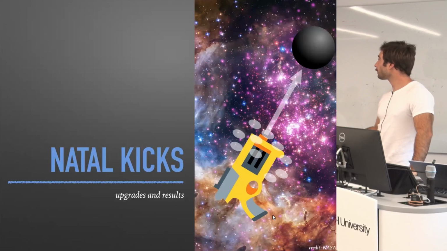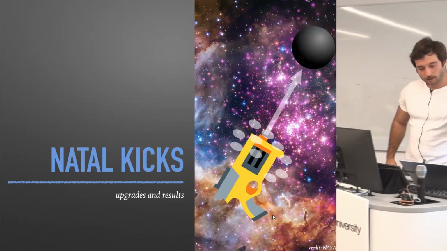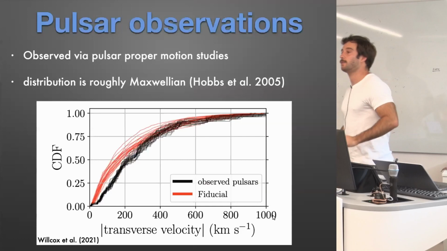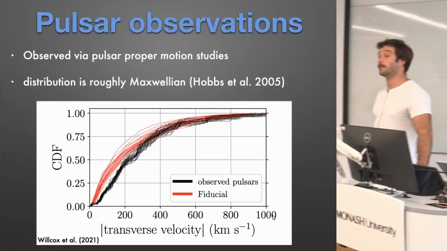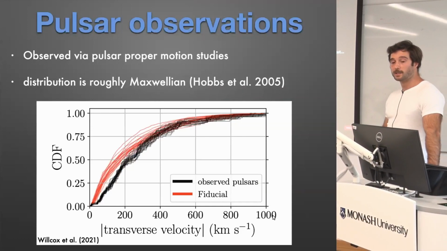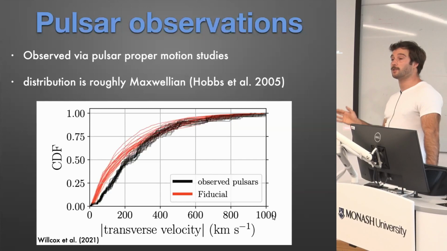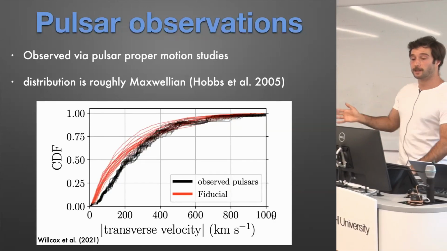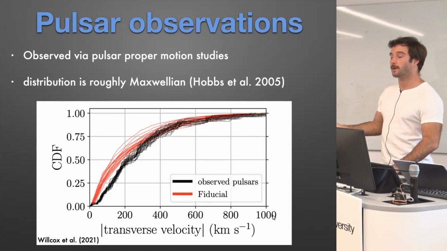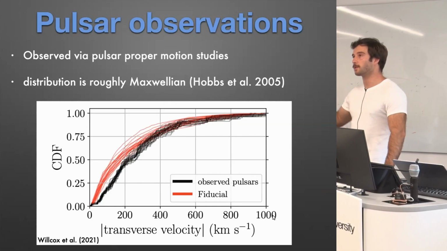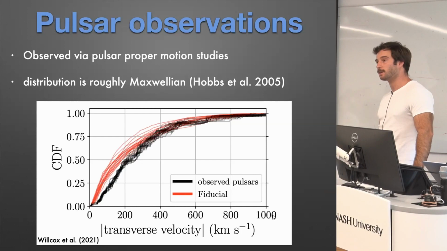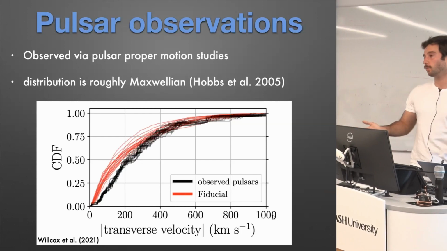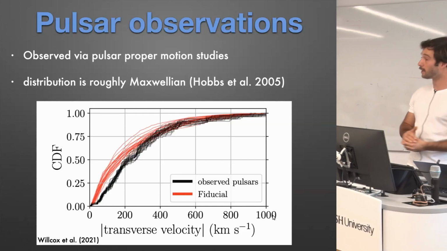And a lot of work has been done to determine what these natal kicks are, at least for neutron stars. This is relatively easy to do, I say relatively compared to black holes, which I'll get back to in a sec. Basically, you can use pulsar proper motion studies. So you can observe pulsars and determine their proper motion to see how fast they are moving. And that should roughly be what their natal kicks are.